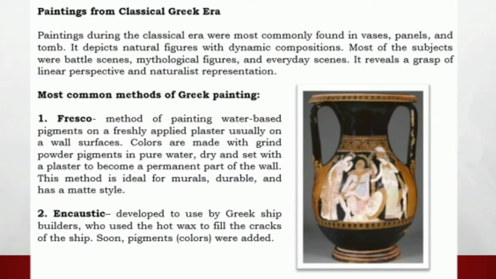Then, these are the most common methods of Greek painting. Number 1, fresco. This method of painting uses water-based pigments on freshly applied plaster, usually on wall surfaces. Colors are made with ground powder pigments in pure water, dried and set with the plaster to become a permanent part of the wall. This method is ideal for murals, durable, and has a matte style.